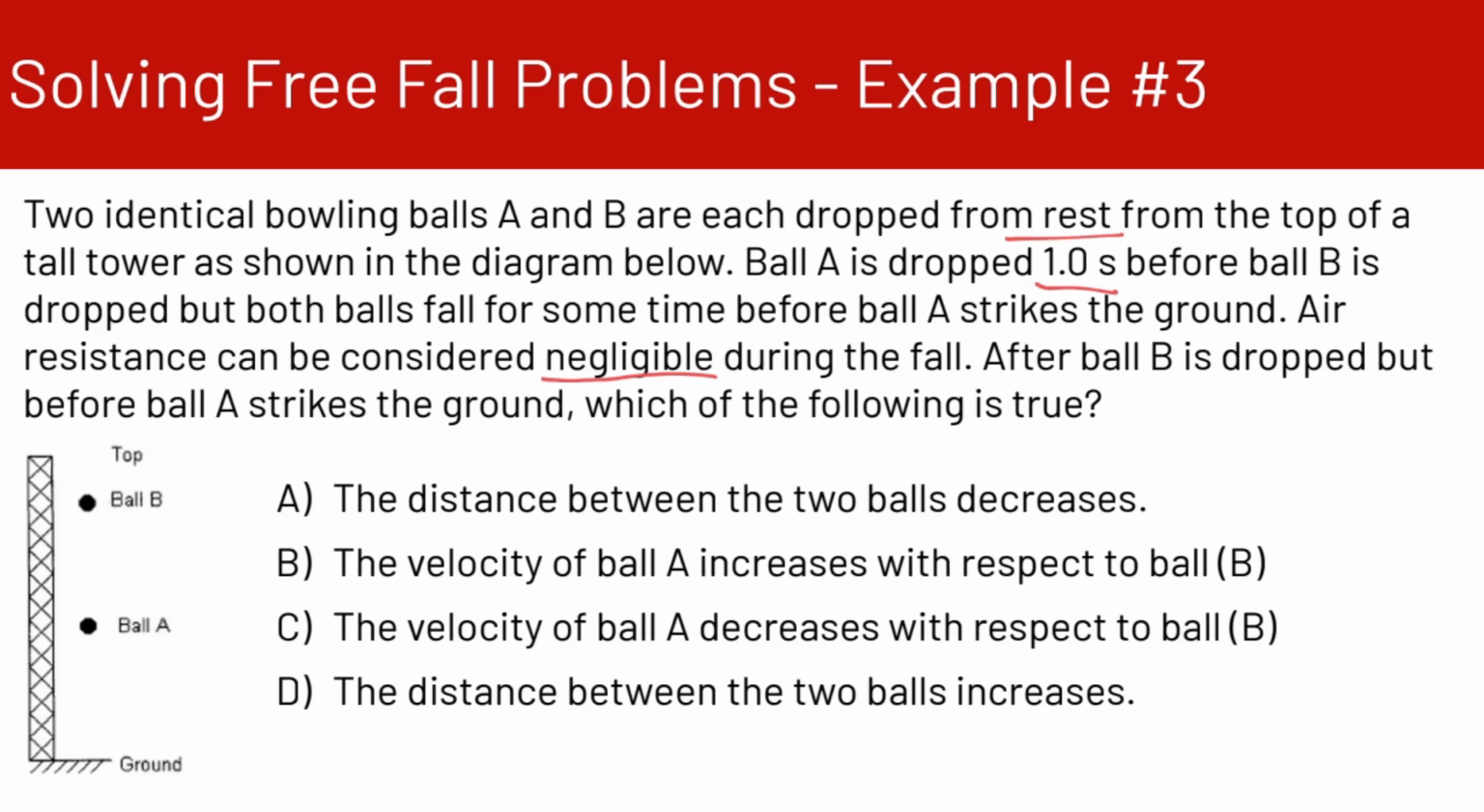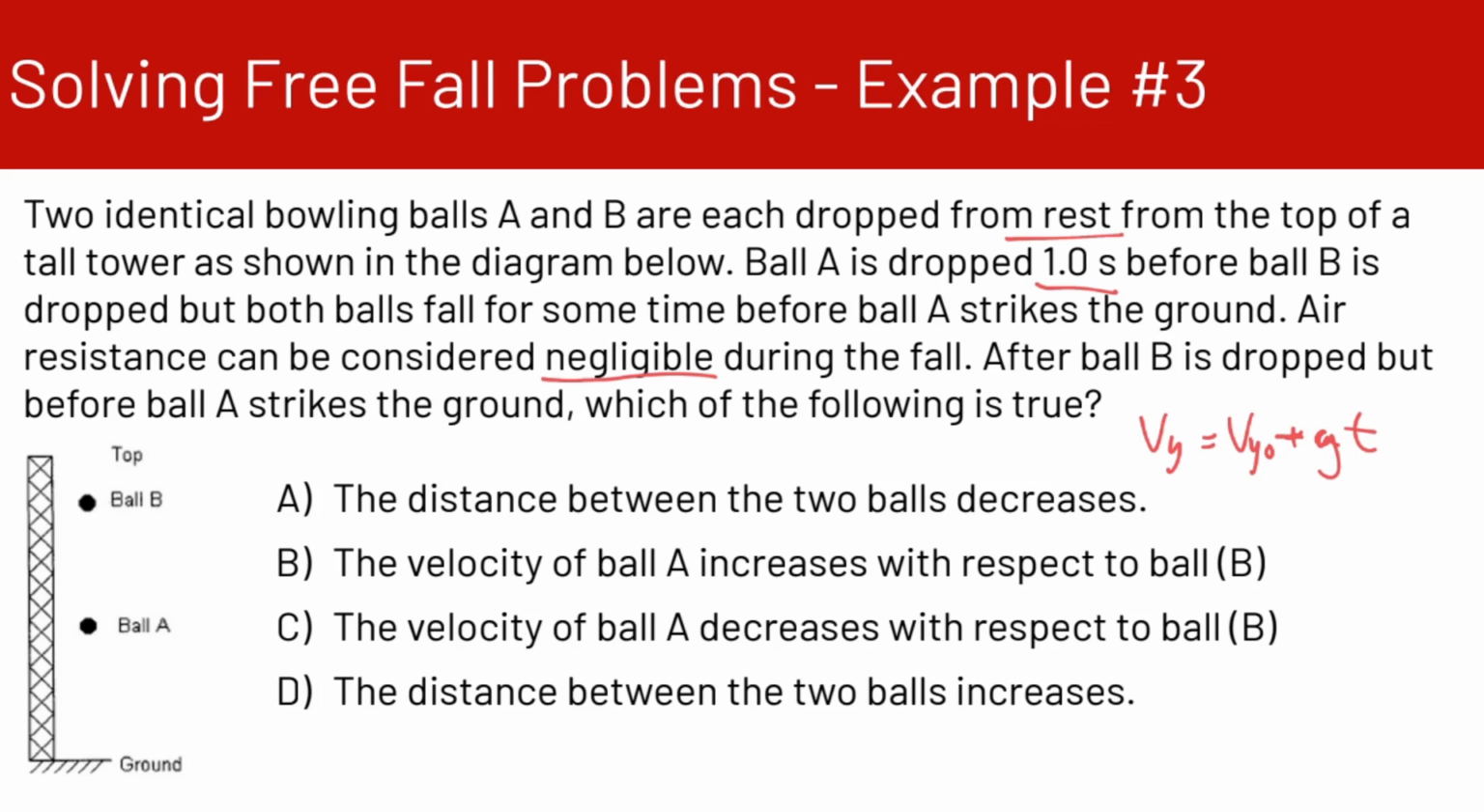After ball B is dropped, but before ball A strikes the ground, which of the following is true? The distance between the two balls decreases, that's A. The velocity of ball A increases with respect to ball B. The velocity of ball A decreases with respect to ball B, and then the distance between the two balls increases. So the velocity of both balls is going to increase at the same rate. So if we look at the equation governing velocity, we could say Vy is equal to Vy naught plus at, or if we think about it in terms of free fall, minus gt. So the time is singular. It's only times 1.